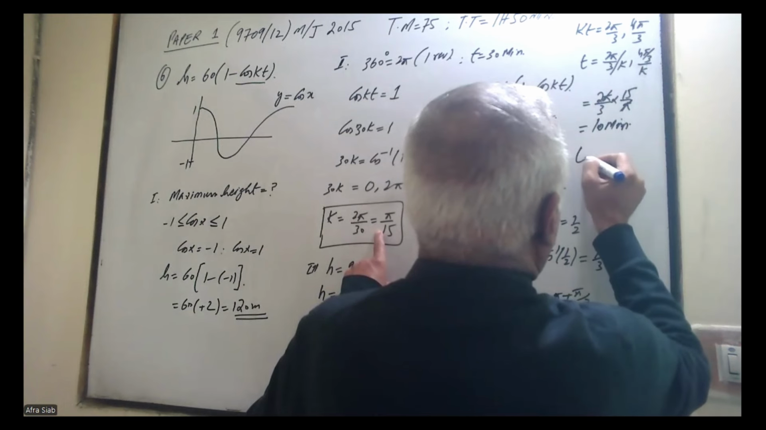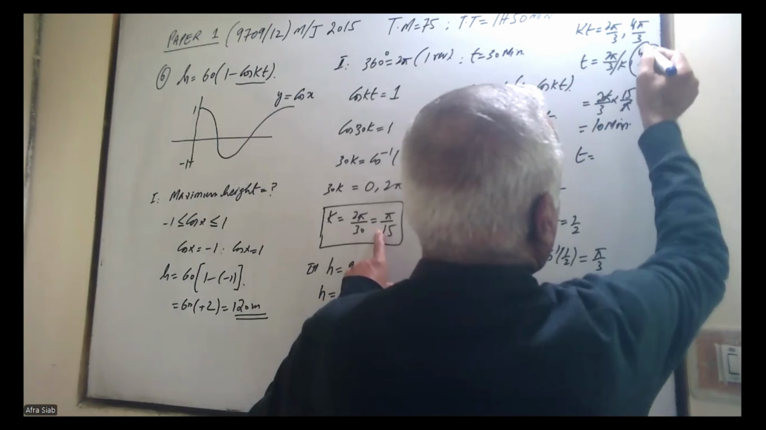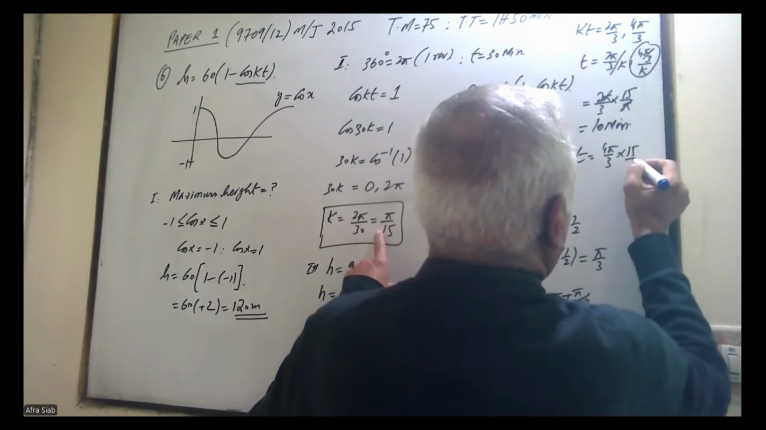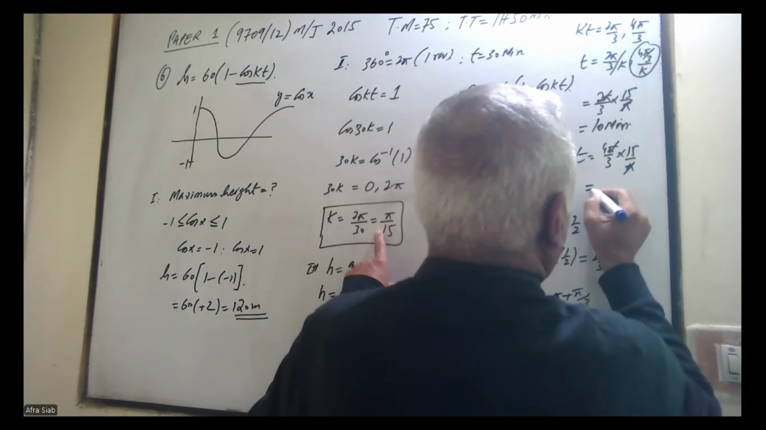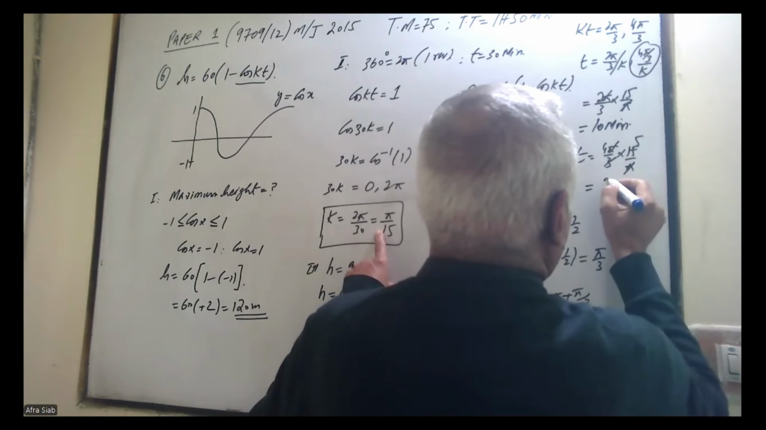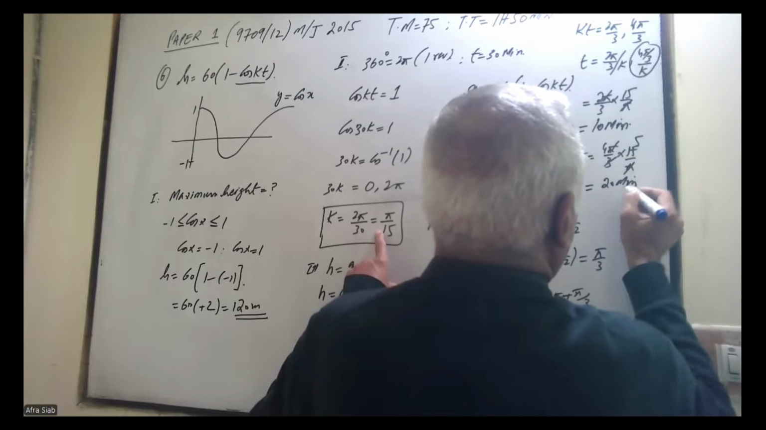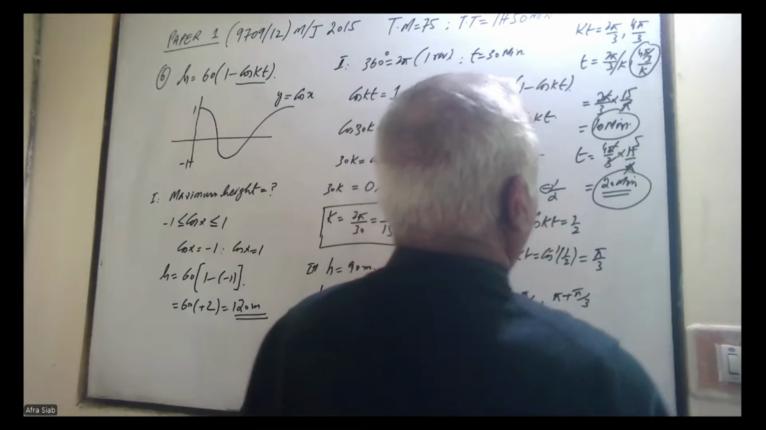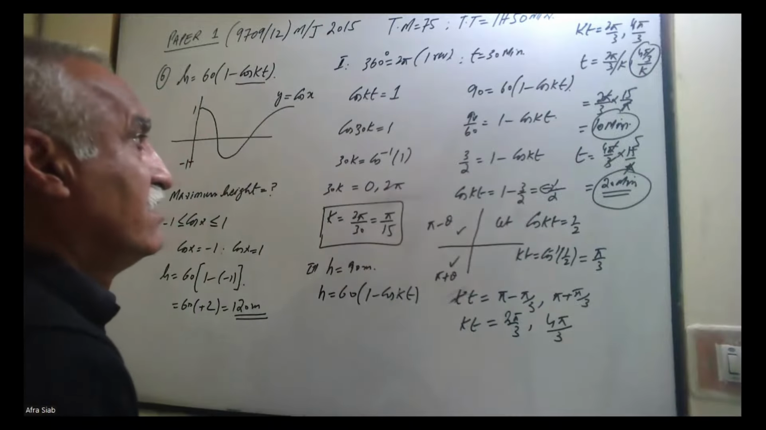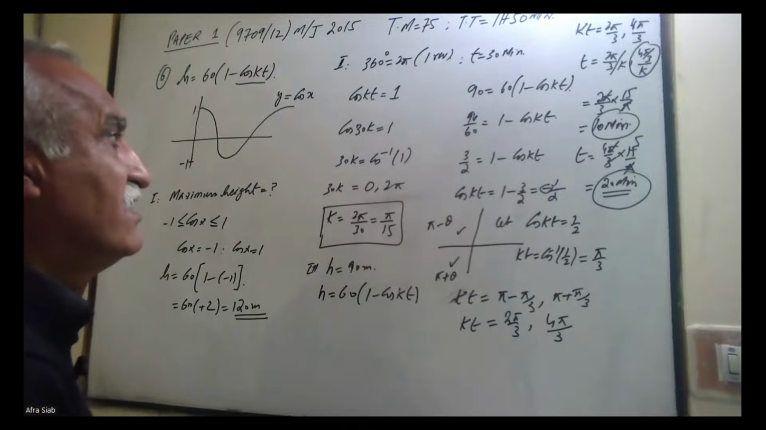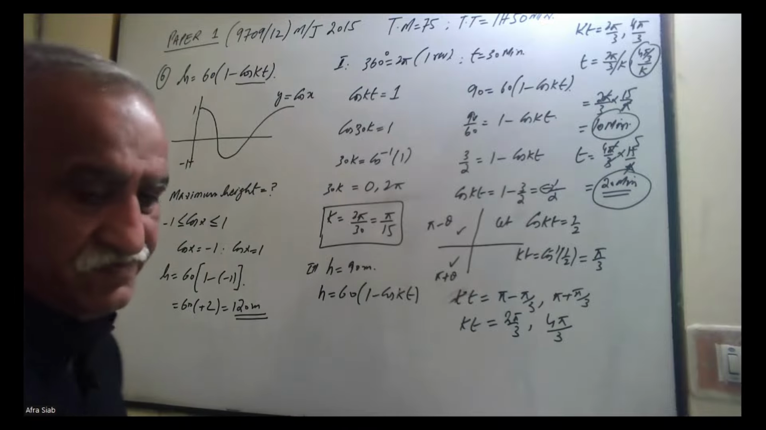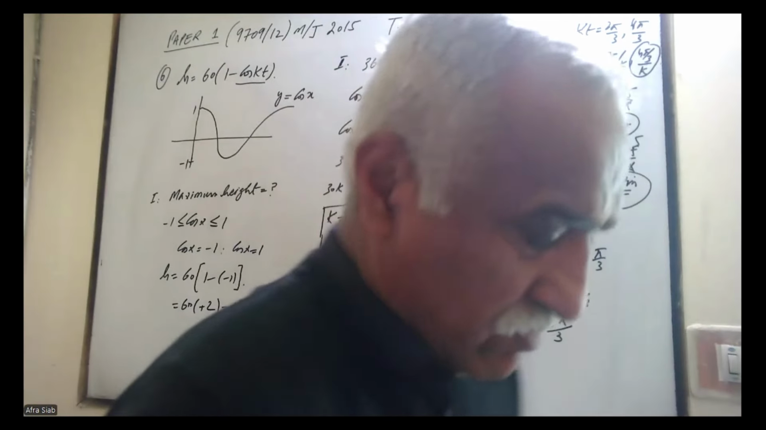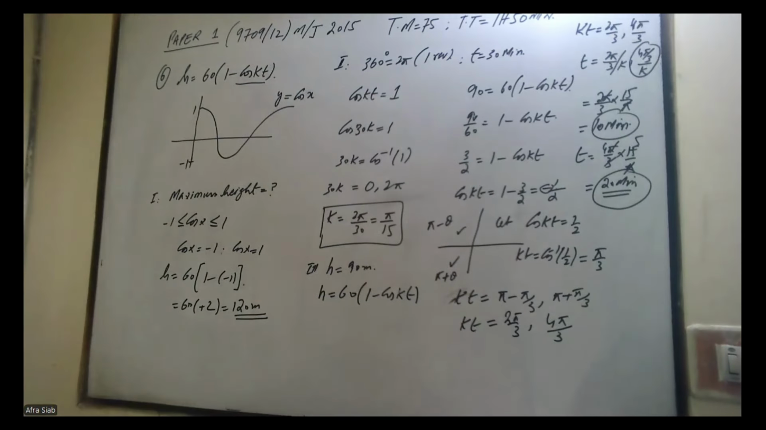And for 4 pi over 3, we take 4 pi over 3 into 15 over pi. So that is equal to 20 minutes there. So there are two timings for this. One is 20 minutes and one is 10 minutes when it is at a height of 90 meters above the ground there. So these are the solutions of this complete question number 6 there.